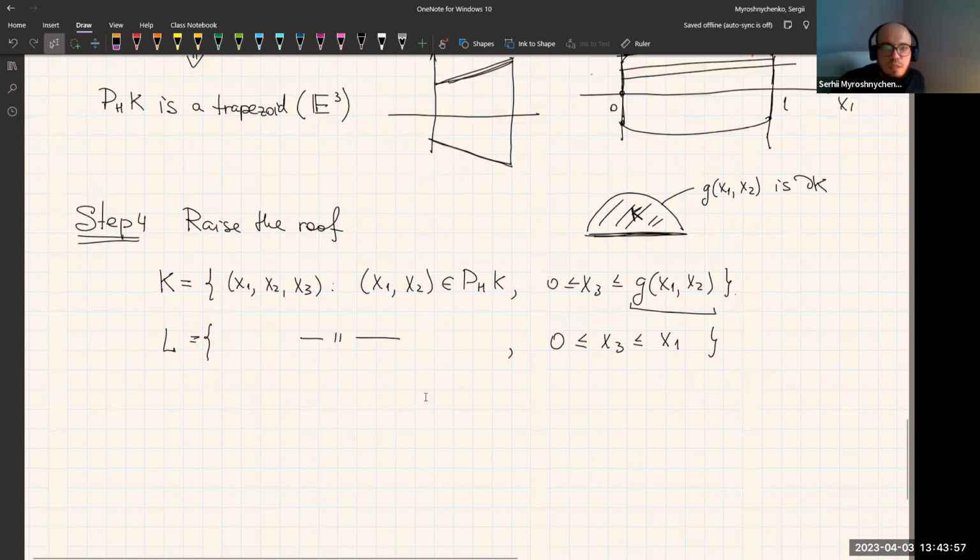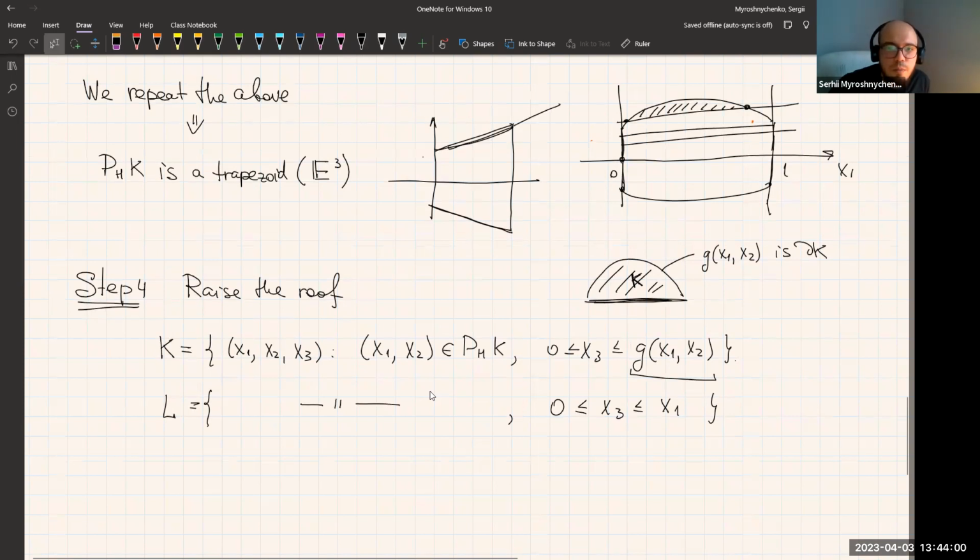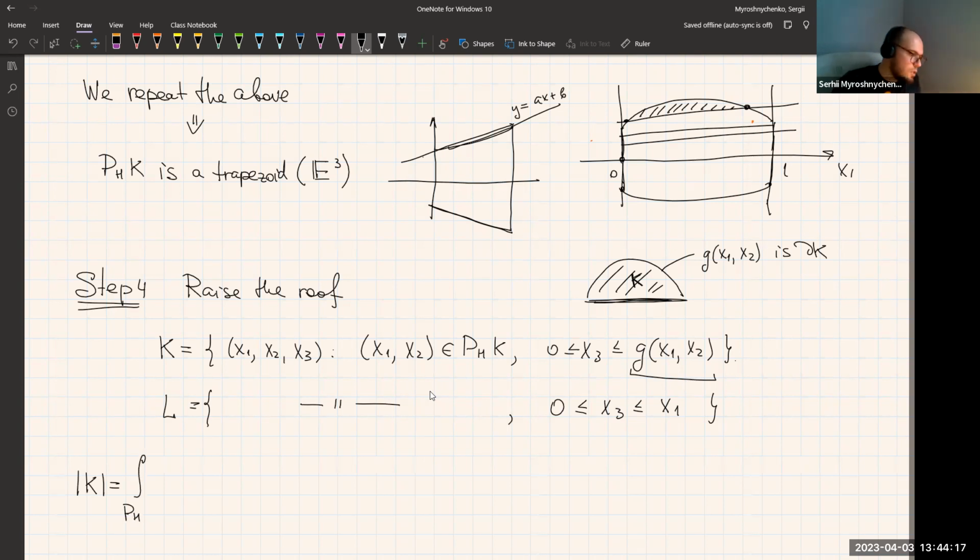By the way, since we already agreed that those are lines, let me just maybe give them some names. So let's say this is y is equal to ax plus b, right? Just a line in two-dimensional space. Okay, so based on our agreement, let's say that the volume of our K, of course, is the integral over the projection of our roof, which after the change of the coordinates can be written like this. And yes, I will explain what capital G is in a second.